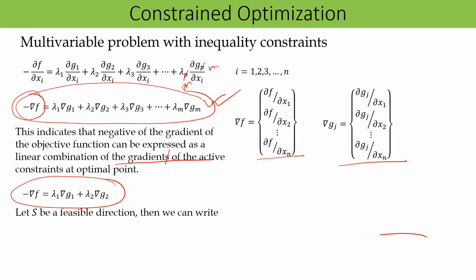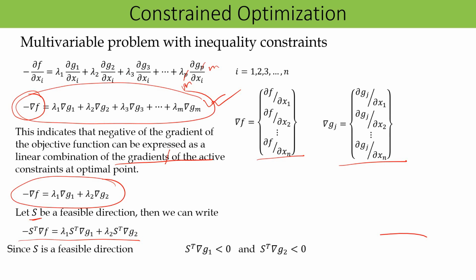Now you are at a particular point, and there is a feasible direction. Suppose s is a feasible direction. In that case what I can do is multiply this equation by s transpose. So I get negative of s transpose del f, which is equal to lambda 1 s transpose del g1 plus lambda 2 s transpose del g2. So I can write it like this.